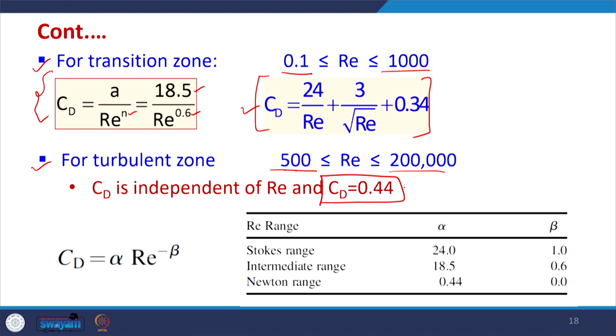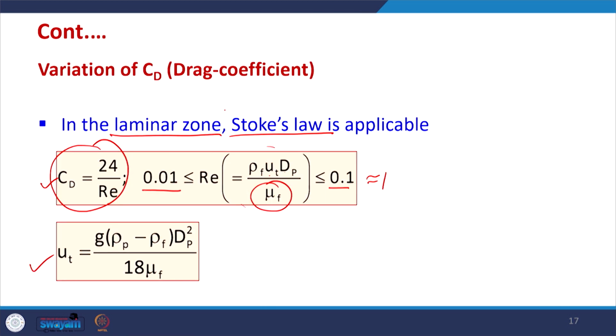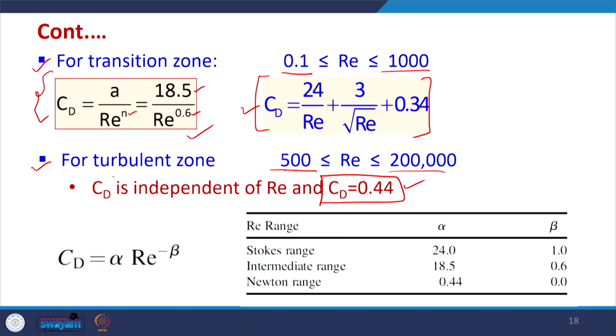Now, if you take this equation and the previous one, CD equal to 24 by RE, we can generalize the value of CD. This equation can be considered as common for all three. Now, CD is equal to alpha RE raised to minus beta. For the Stokes law range, alpha is equal to 24 and beta is equal to 1. So, that means it becomes 24 by RE.